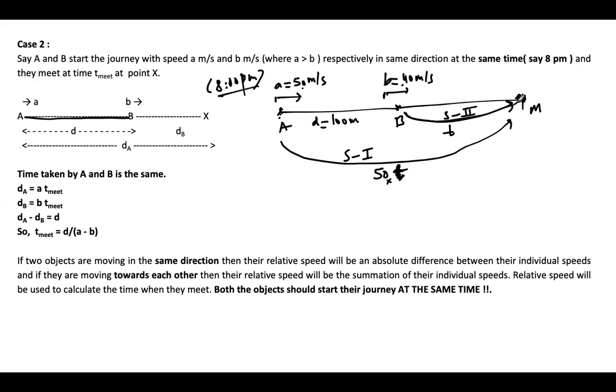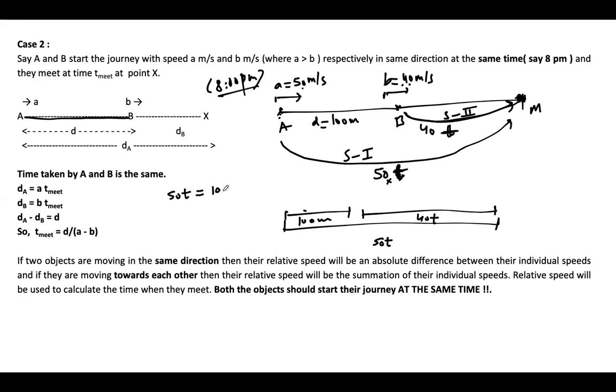Similarly, what will be the distance traveled from B to M? Speed into time, which is 40 into t. Now imagine one distance is 50t, one distance is 40t, and you know this distance to be 100 meters. Can you make an equation? So 50t equals 100 plus 40t. So 50t minus 40t is equal to 100. So t into (50 minus 40) is equal to 100. So t is equal to 100 divided by (50 minus 40).